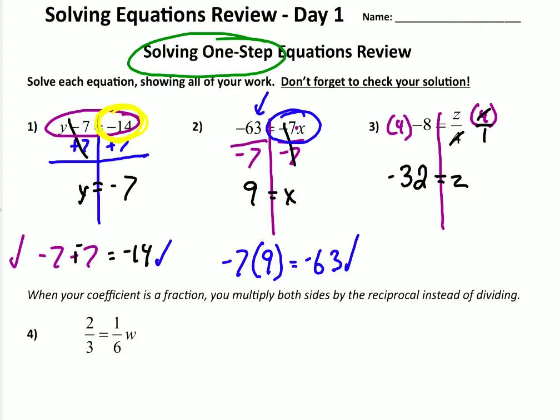To do our check, put in negative 32 in place of z. So negative 32 over 4. Well, over 4 means divided by 4. Negative 32 divided by 4 is negative 8. That's what I wanted, so I know I did it correctly.